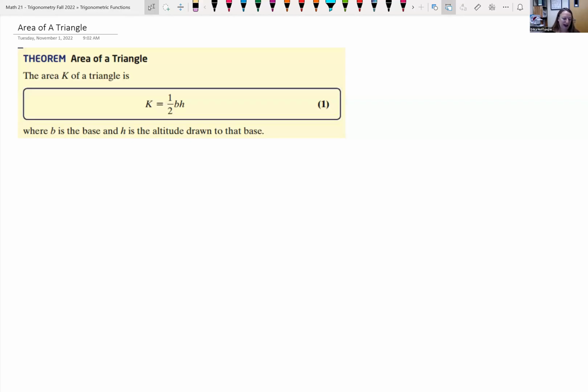We're now going to look at finding areas of a triangle that is not a right triangle. So we're called to find an area of a triangle. That area K of a triangle is equal to 1/2 times B times H, where B is the base and H is the altitude drawn to that base. So let's look at a triangle.